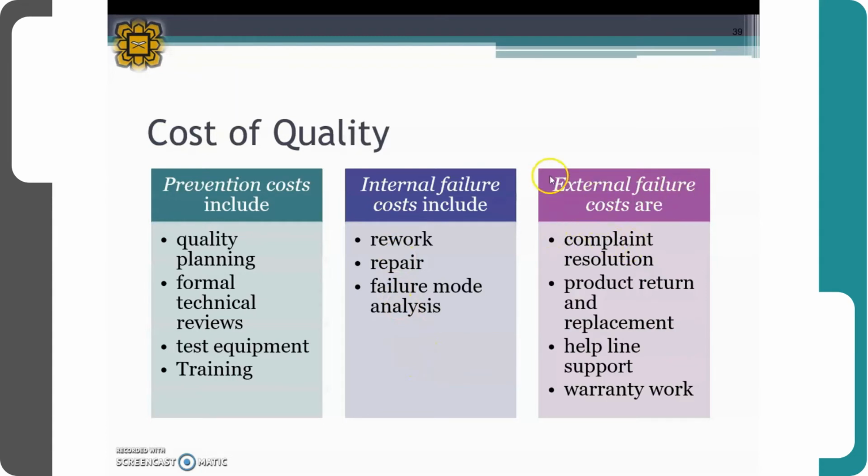If you are talking about external failure cost, you may have complaint resolution from the clients, product return and replacement, helpline support, or you can provide warranty. But everything comes with cost. So that's why, if we can prevent errors from occurring, it's better to focus on prevention.